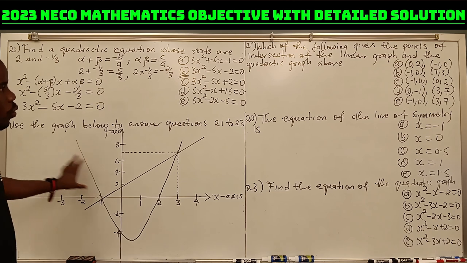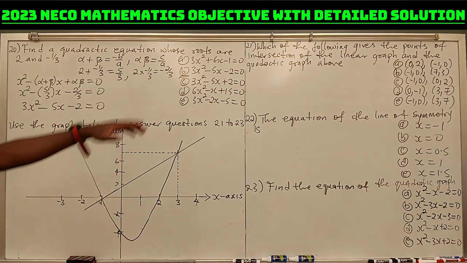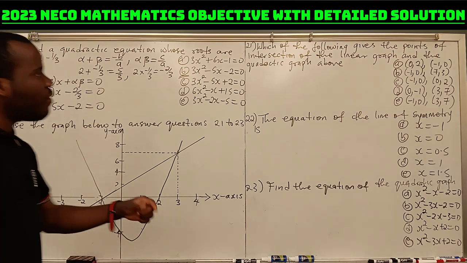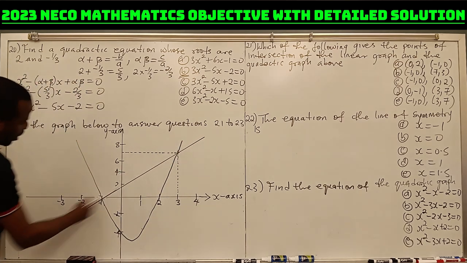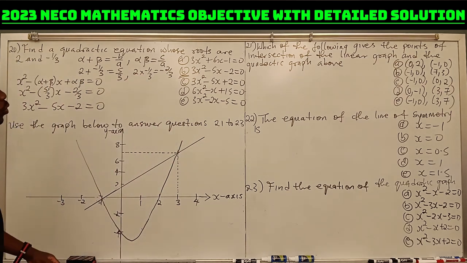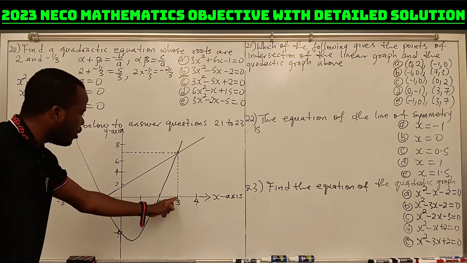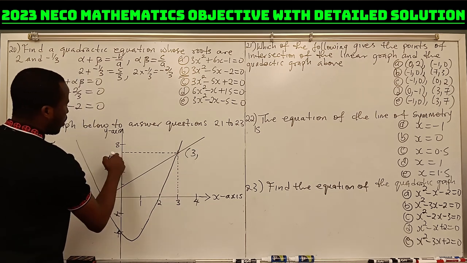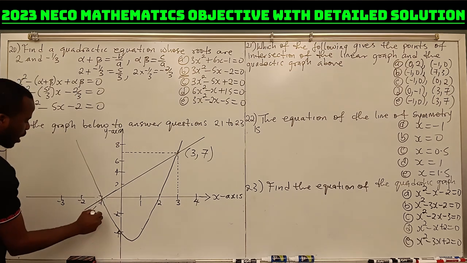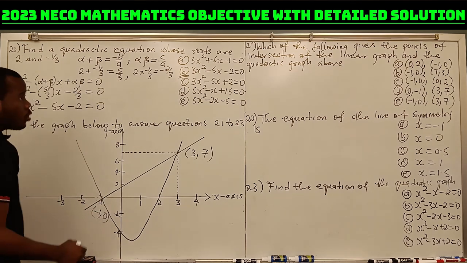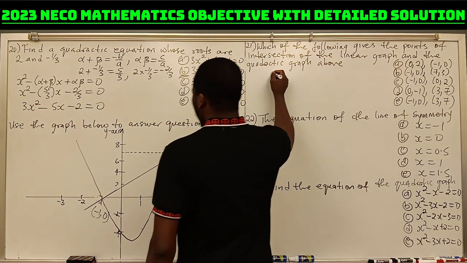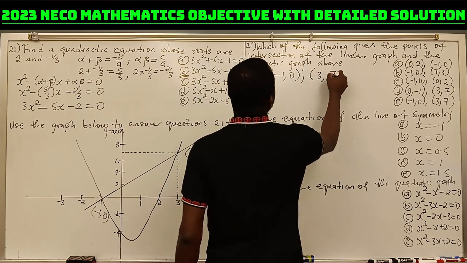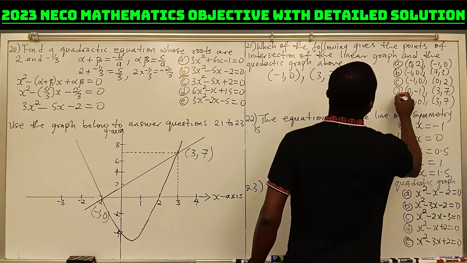Now we are going to use this graph to answer all these questions. So the first question says, which of the following gives the points of intersection of the linear graph and the quadratic graph above? This is the linear graph. This is the quadratic graph. So the points of intersection are this, the coordinate here will be x is 3, comma, this is 7, and the coordinate here is x is minus 1 and y is 0. So the correct coordinates will be minus 1, comma, 0 and 3, comma, 7, which is E.